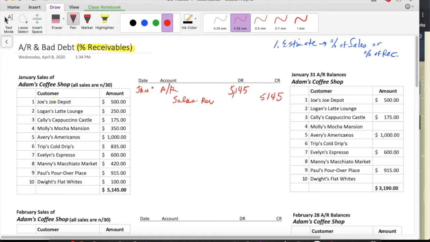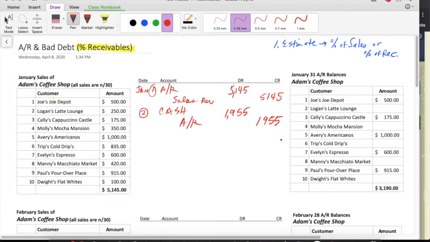Then, during the month of January, we collected some of our receivables. We collected in cash $1,955 of our accounts receivable, and we were able to write off then $1,955 of what people owed us.